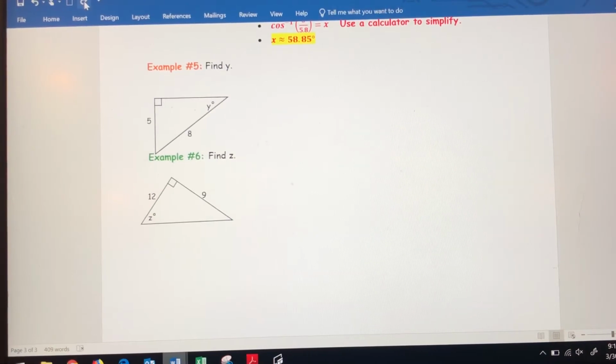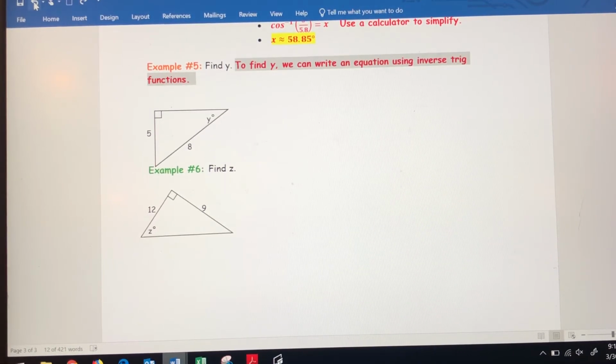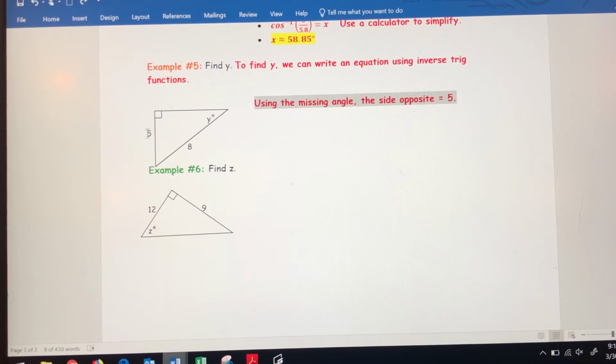Let's do example number 5 now. We've got angle Y that we're trying to find. That's going to be this acute angle right here, angle Y. We're going to use inverse trig functions again. We know the missing angle is going to be found using the side opposite, this value of 5 over here, and we know the hypotenuse is 8. So opposite and hypotenuse force us to use sine.